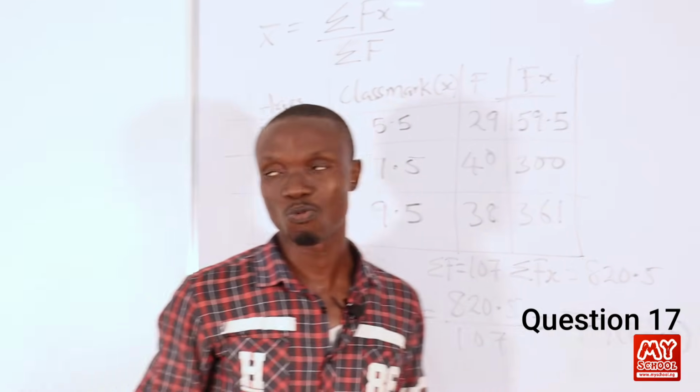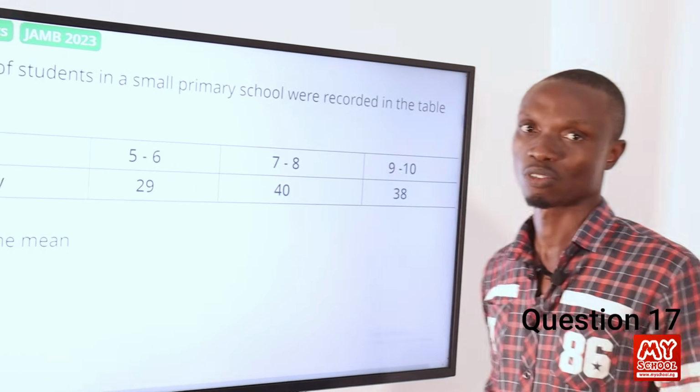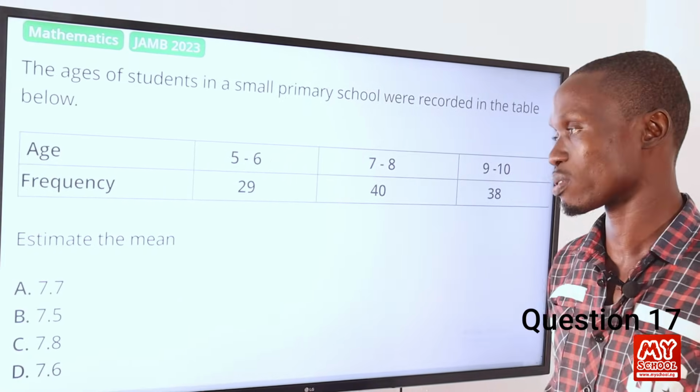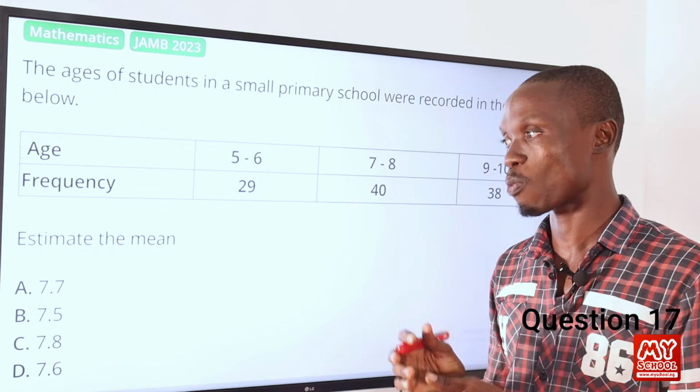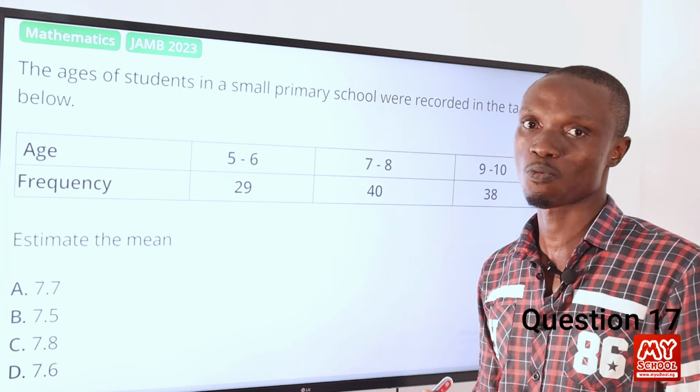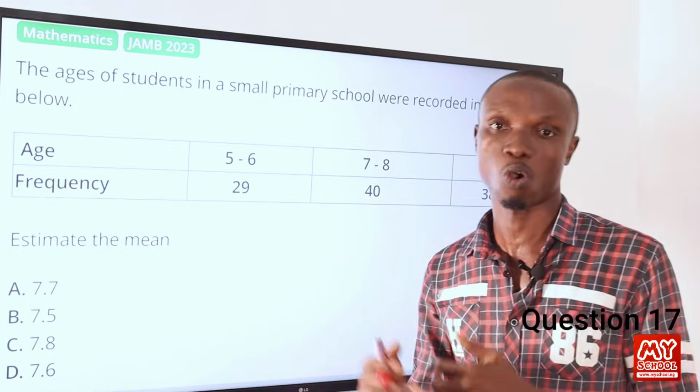So let's head over to the screen and pick the correct option. From our calculation, we got 7.7, and from our options, A is 7.7. So the correct answer is option A.